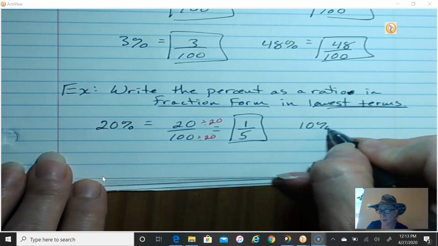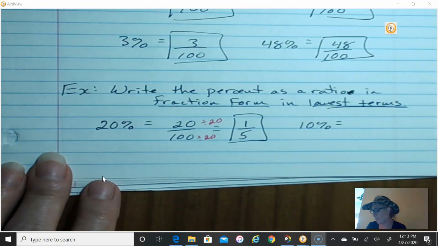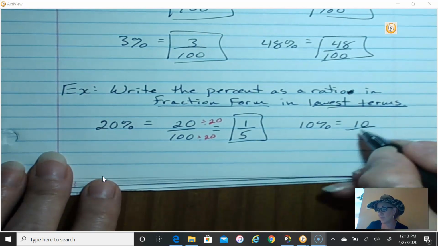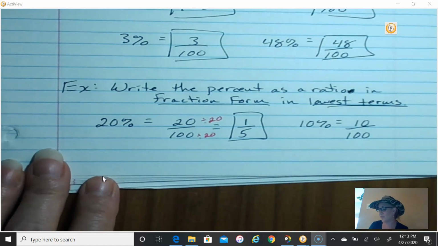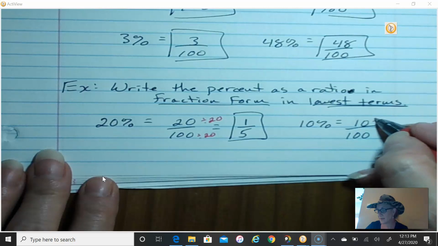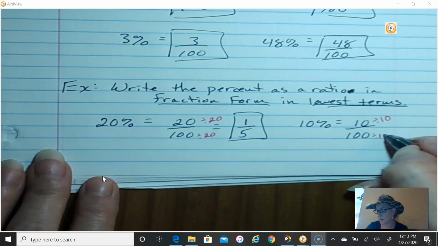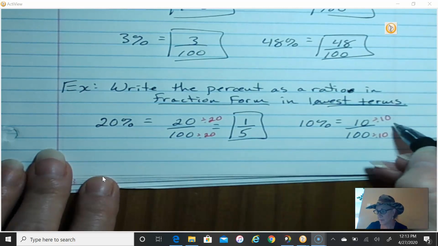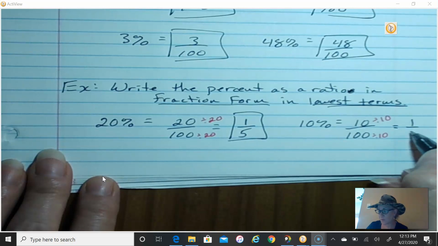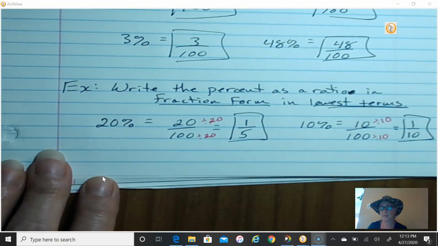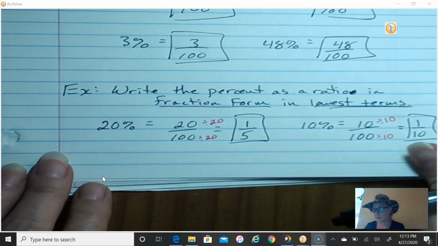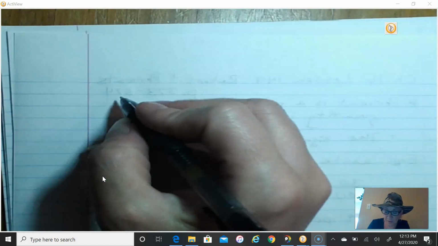How about 10%? Always write it over 100, and then we reduce. 10 can go into both evenly. It's the biggest number that can do that. And we have 1 over 10. Let's do some more. And then I'm going to be setting you free. Okay, y'all said to go faster, so here I am.